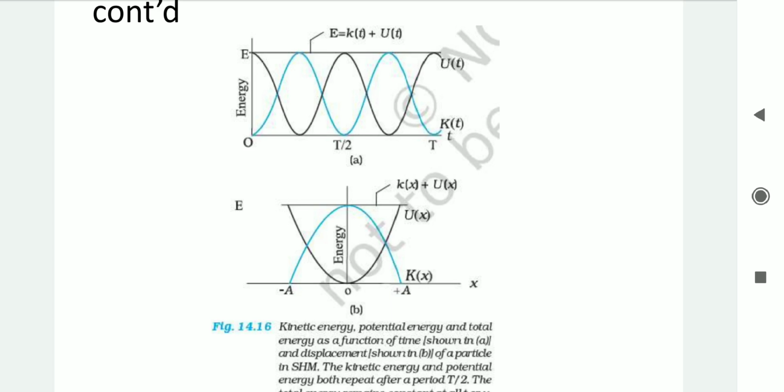So the potential energy equation is in terms of cos squared of omega t plus phi, and the kinetic energy is in terms of sin squared of omega t plus phi. Here the cos and sin functions give the sinusoidal variation of both values. But ultimately the net energy, when calculated, is a straight line, noted as E equal to K of t plus U of t.